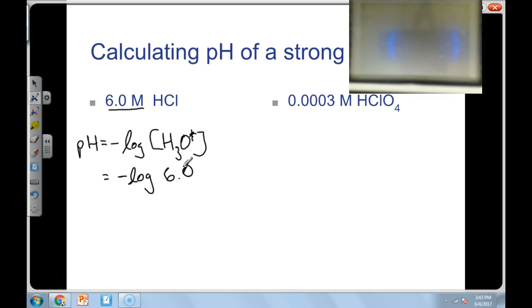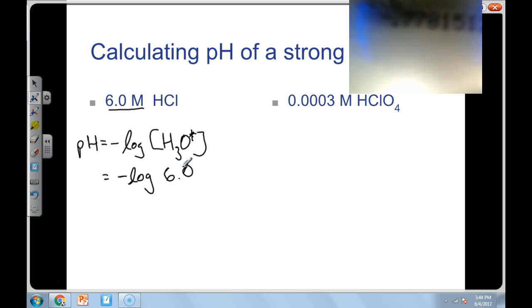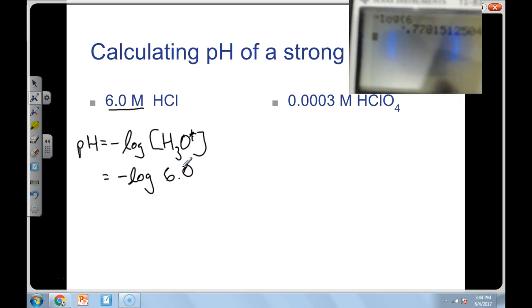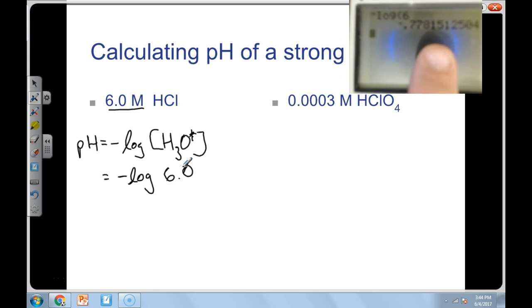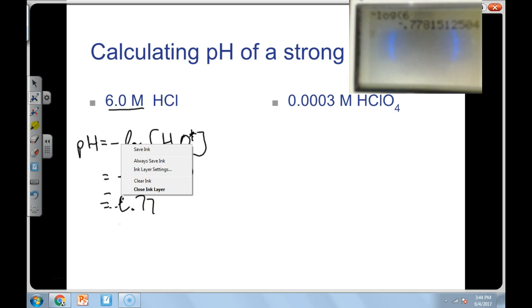I can put the 0.0 here, and so now we do negative log of 6. We put that right in our calculator, and for some reason I am not focused. I don't have a focus here. But the answer then becomes negative 0.77. And this introduces kind of an interesting thing, is because the pH scale can actually go negative.